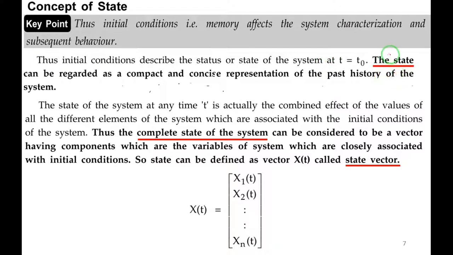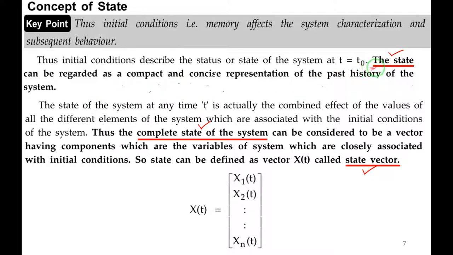Okay, we will define what is state. I've underlined here: what is state, what is the complete state of the system, and what is the state vector. We will try to understand them one by one, right? Okay. The state, I will read it out, just try to understand. The state can be regarded as a compact and concise representation of the past history of the system.